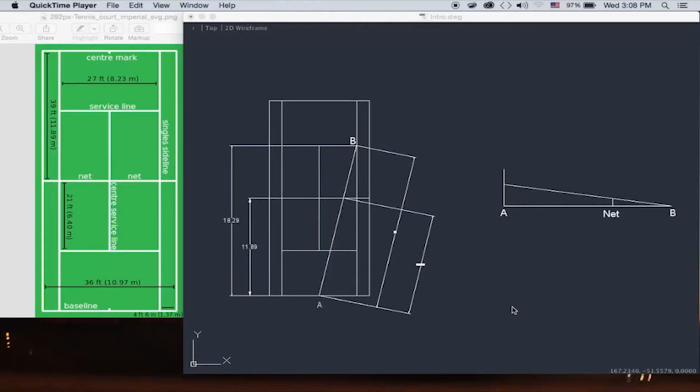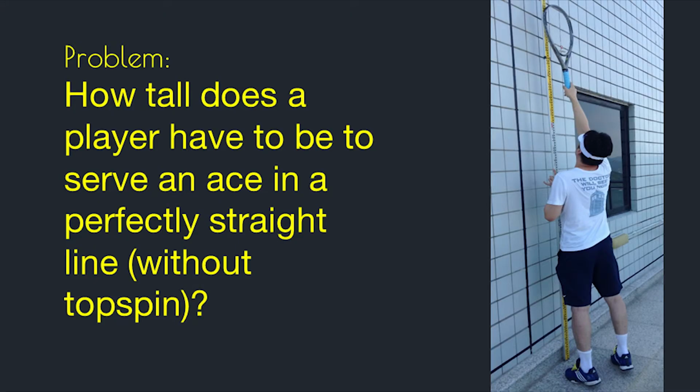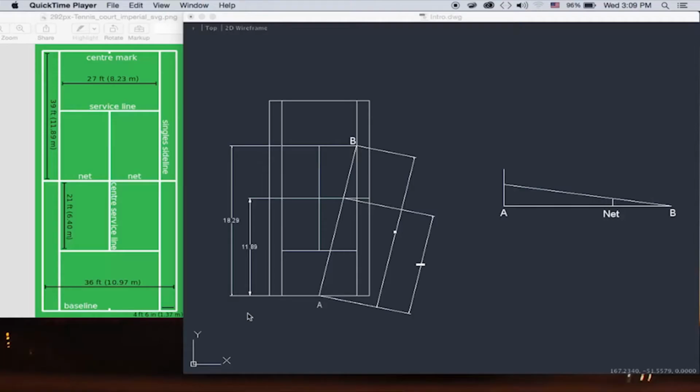Hi everyone! Today I'm going to walk you through some basics of AutoCAD, and we're going to solve a practical problem. Let's look at this tennis court right here. A question is asked regarding how tall a player has to be if he or she were to serve an ace from this point of the baseline to this corner on the service line along a straight line. How can we answer this question on AutoCAD?